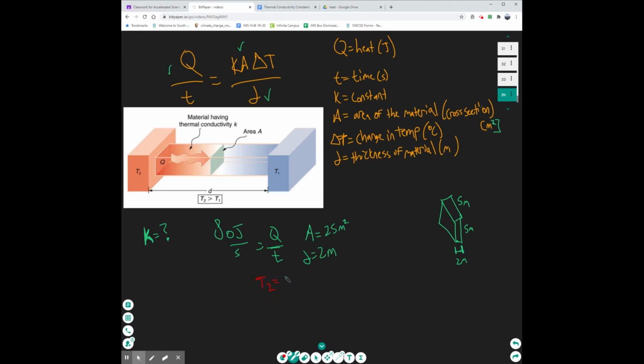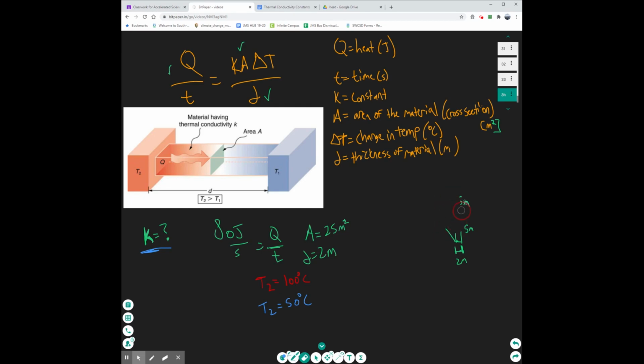is at a temperature of, let's call it, 100 degrees Celsius. And let's keep this simple. On the right side, our material is 50 degrees Celsius. So what we need to do is figure out the thermal conductivity constant of this material. And we can ask ourselves another question: is this material a conductor or an insulator? If it's a good conductor, it'll have a pretty high K value. If it's a bad conductor, aka an insulator, it might have a low K value. So let's plug in and find out, shall we?